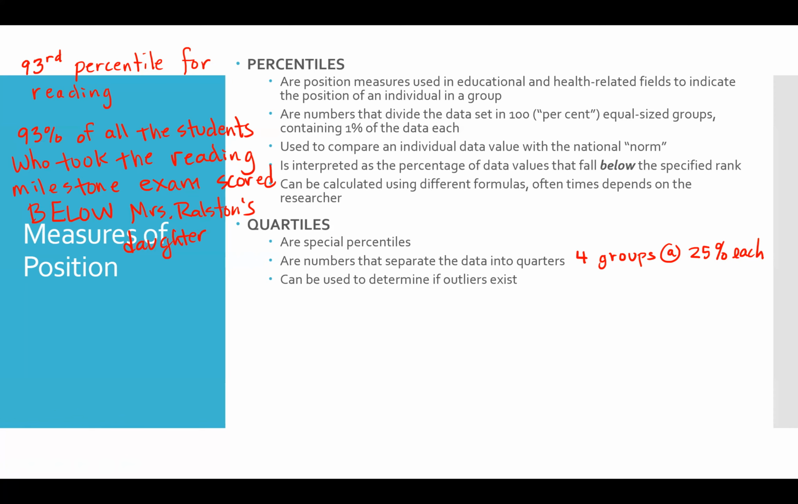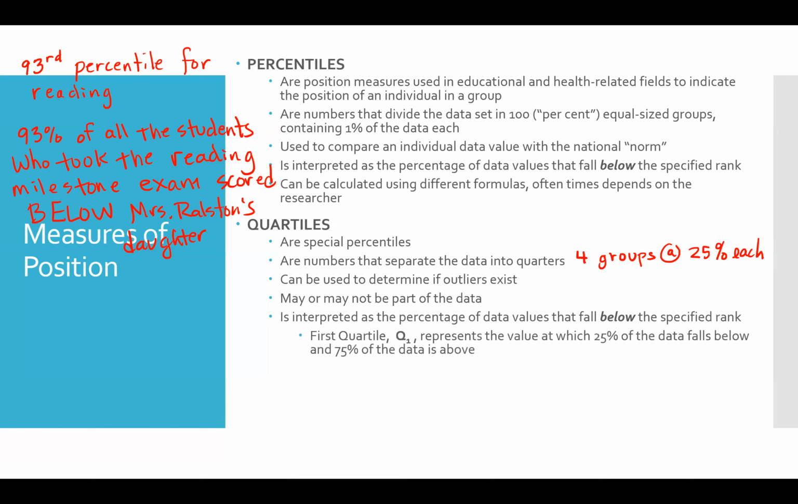One of the reasons we talk about quartiles in this course and we calculate the quartiles is because quartiles will help us to determine if any outliers exist. And remember, outliers is one of the important characteristics that we need to address. So quartiles help us to determine whether we have outliers or not. The value may or may not be part of the data set. It may be based on the calculation. Again, it is still the percentage below.